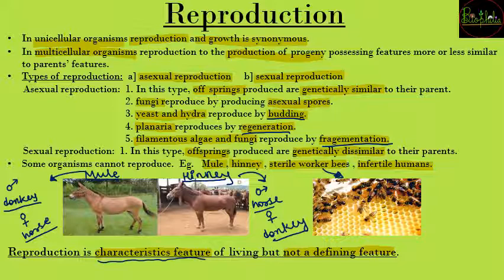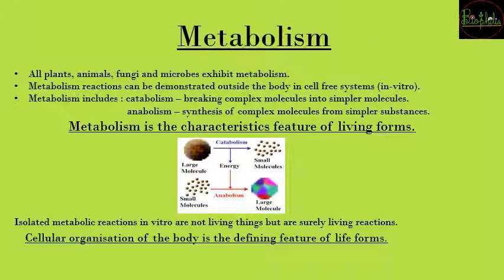Now let's understand the next characteristic, that is metabolism. Metabolism कौन कौन दिखाता है? All the plants, animals, fungi and microbes are going to exhibit metabolism. अब metabolism के reactions को study और demonstrate करने के लिए you can use a system that is outside the body, in a cell-free system. यानी since it is outside the body, there are no cells, और ऐसे cell-free systems को you call in vitro conditions.